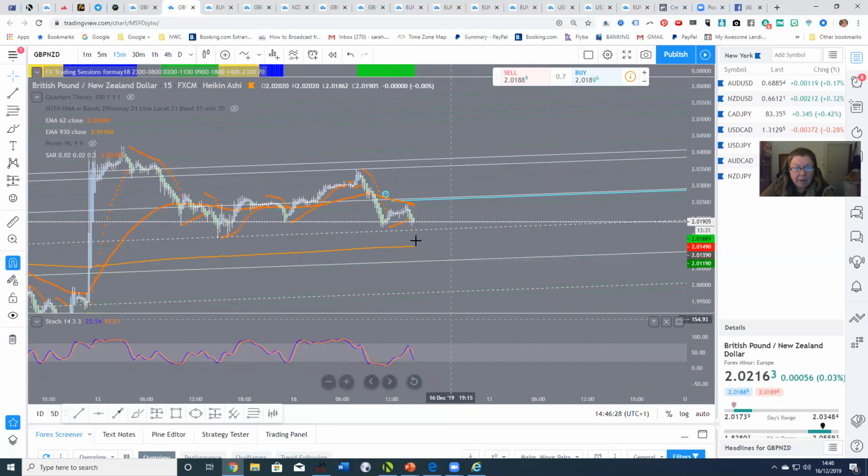So no trade for me on the BYOB, and I just think I'm going to leave that alert on my pitchfork there and see if it's going to come back up. So that's all I've got on GN.